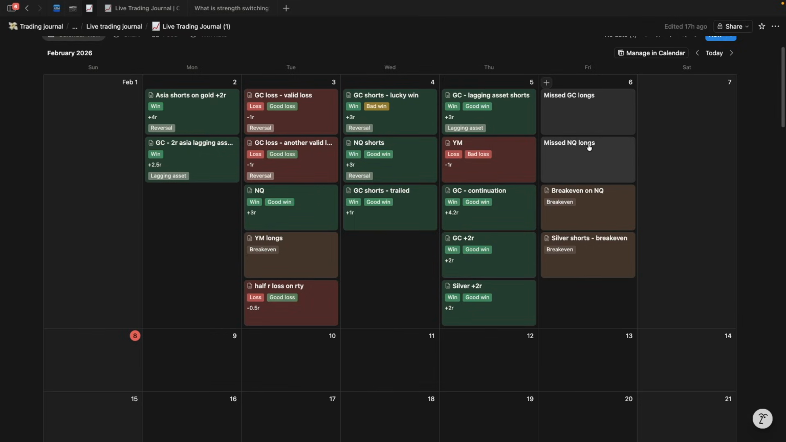I didn't get to cover this Miss NQ longs because I have to do something, and so I don't really have time for this. But I could upload a video soon, maybe recapping this. But that is every single trade that I took.